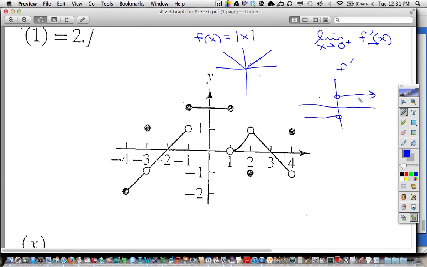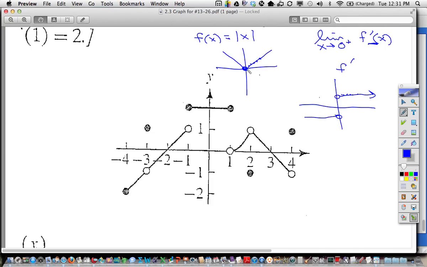And so as you approach 0 from the right, that's like the car driving in here. Well, he's coming in at 1. Now we're looking at the outputs, not the slopes. Here we're looking at the slopes. Here we're looking at the outputs because this is the f prime graph. So from the right, it's 1. From the left, it's -1. So the limit does not exist right here.